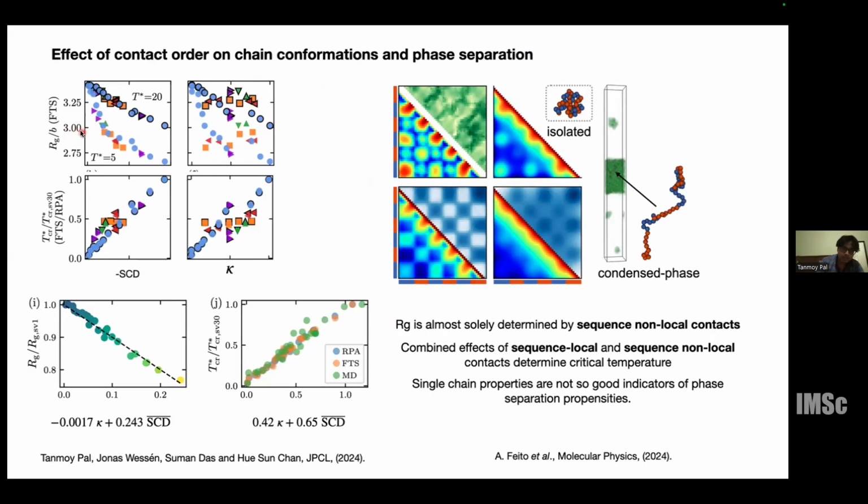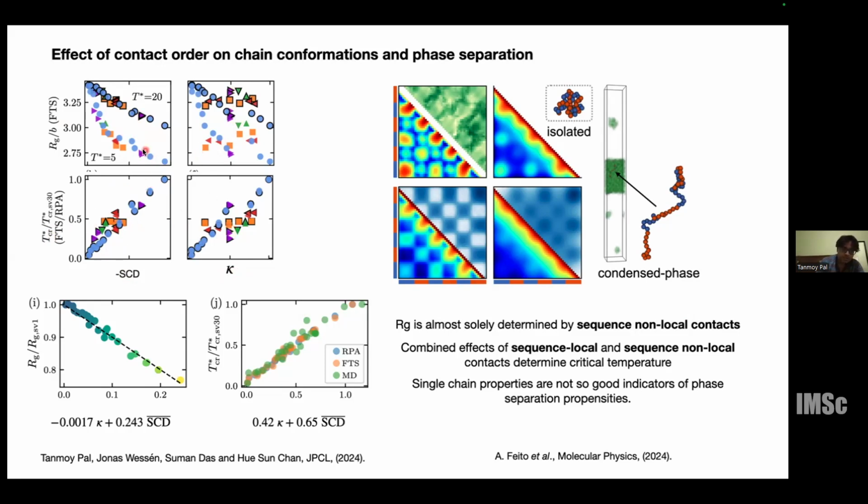For that, we computed the radius of gyration for these sequences at the isolated chain level at two different temperatures. And when you plot the Rgs with SCD, they line up quite well, very well actually, for both temperatures. But for kappa, there is no visible correlation. On the other hand, this is a single chain property, of course. And we compute a multi-chain property like critical temperature. The performance of SCD and kappa are both not so good and not so bad.